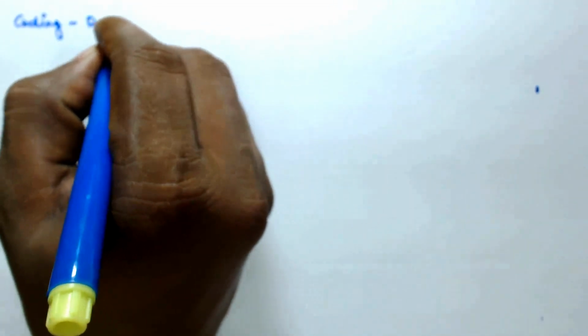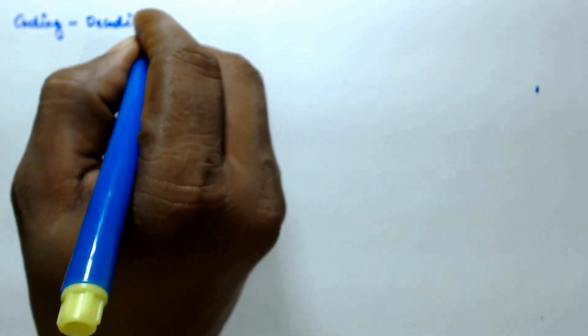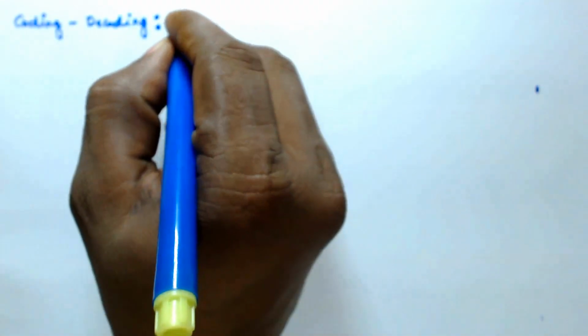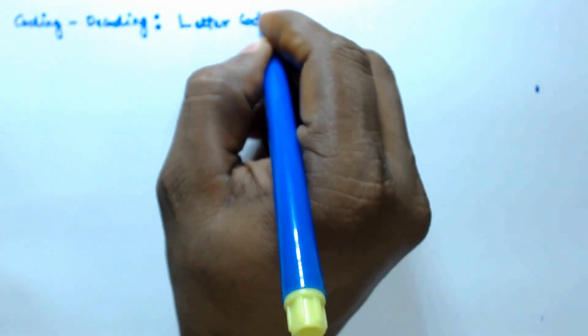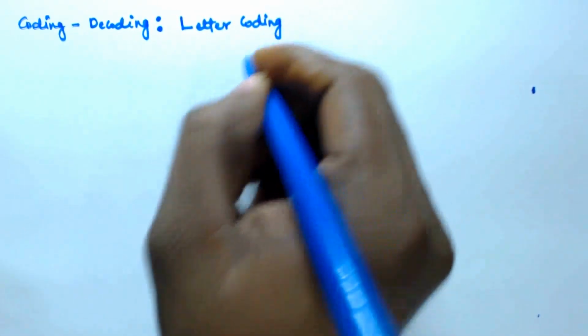So in this video, we will see another type of coding and decoding problem. We will see the letter coding type of problems. In coding and decoding, we will see the problems based on letter coding. Okay, letter coding. So what is letter coding?